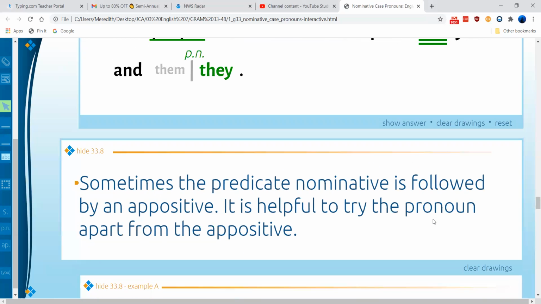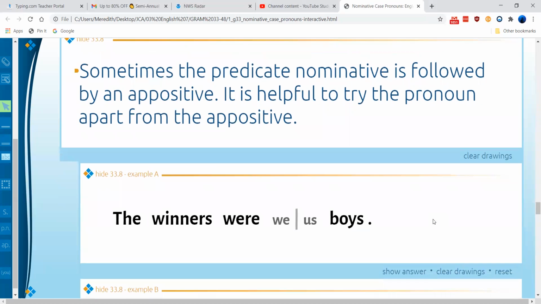All right, so the next point here is that sometimes the predicate nominative is followed by an appositive, same problem. It's helpful to try the pronoun apart from the appositive. That's why it's so important for you guys to be able to recognize what is an appositive. And the fact that if you have a noun that is immediately followed by another noun, you're probably looking at an appositive. Otherwise, we use the and a, and we have conjunctions like and or in between them. So look for those to be side by side, and you're probably looking at an appositive.